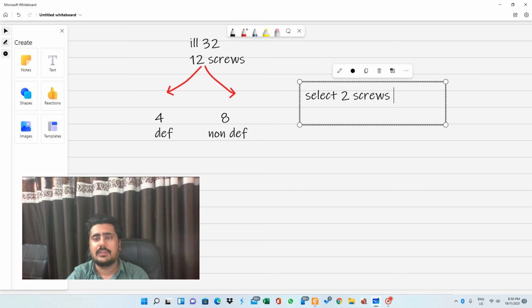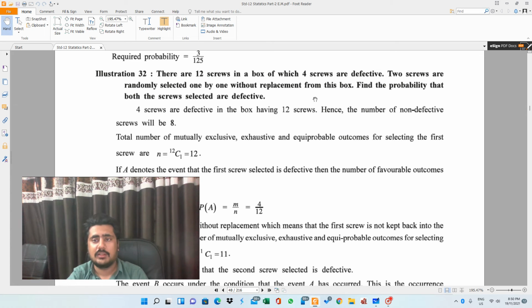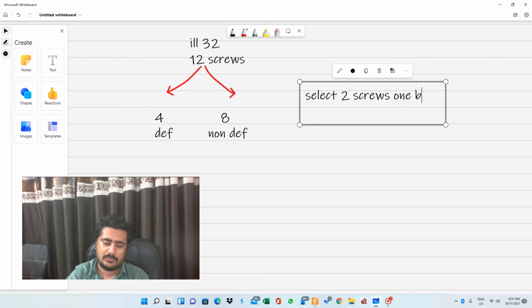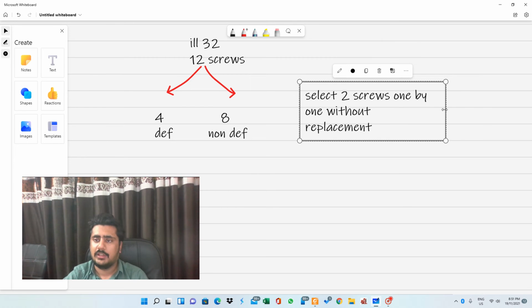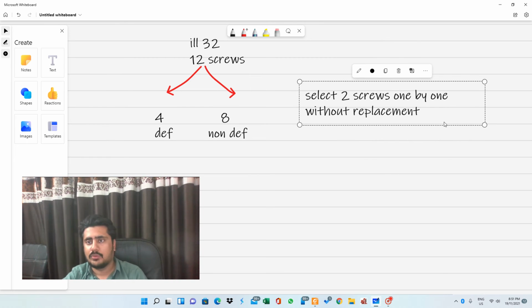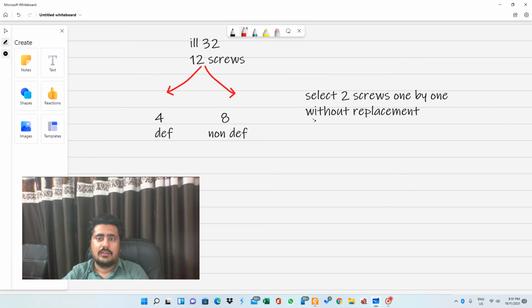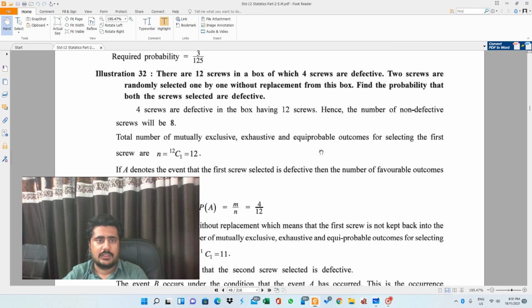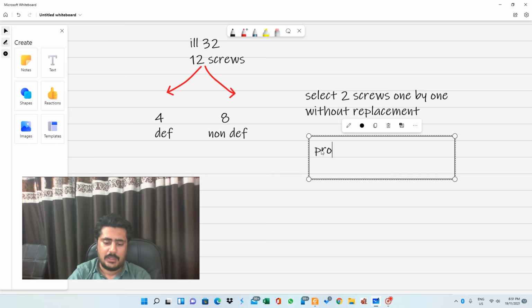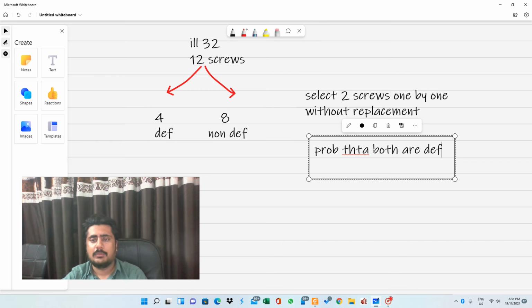select 2 screws. This would have been a very simple sum if only 2 screws were written. But what is the question? 2 screws are selected one by one without replacement. Both words have different meanings. If it was only select 2 screws, then the total possibility would be 12C2, but this is not the scenario here. Let me write the full question first, then I'll explain. You have to find the probability that both are defective.